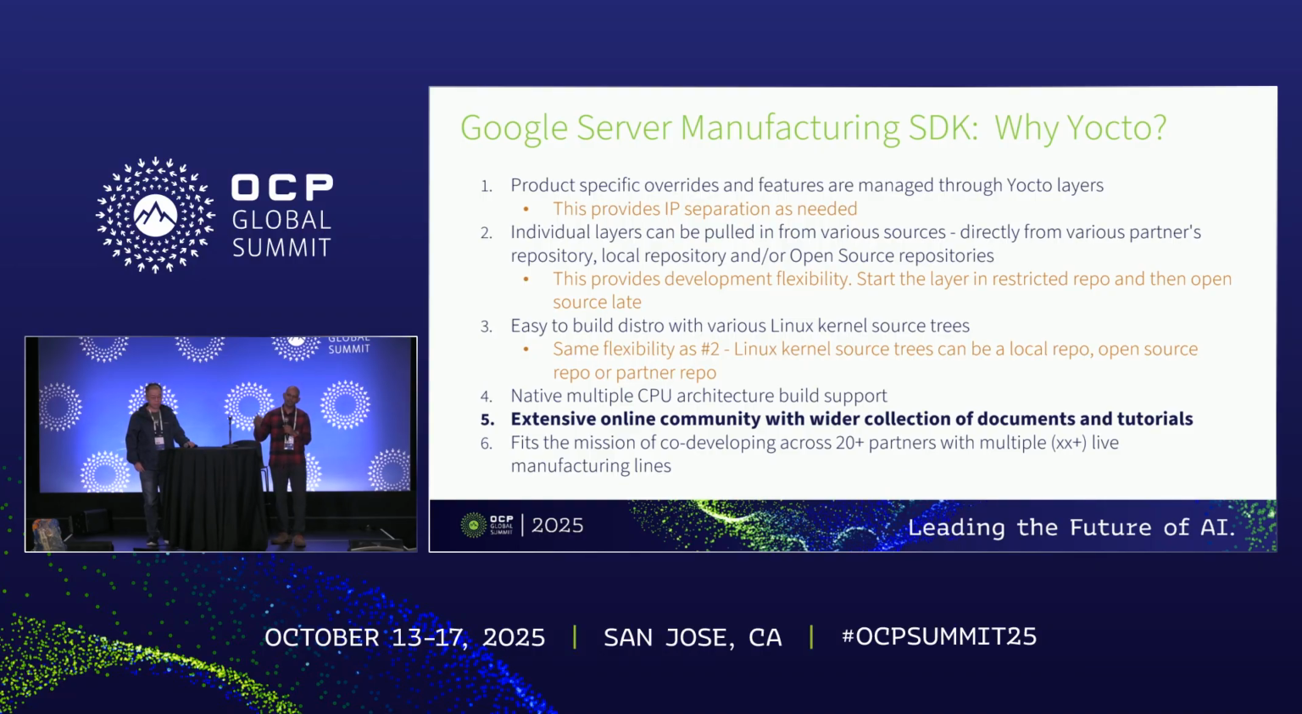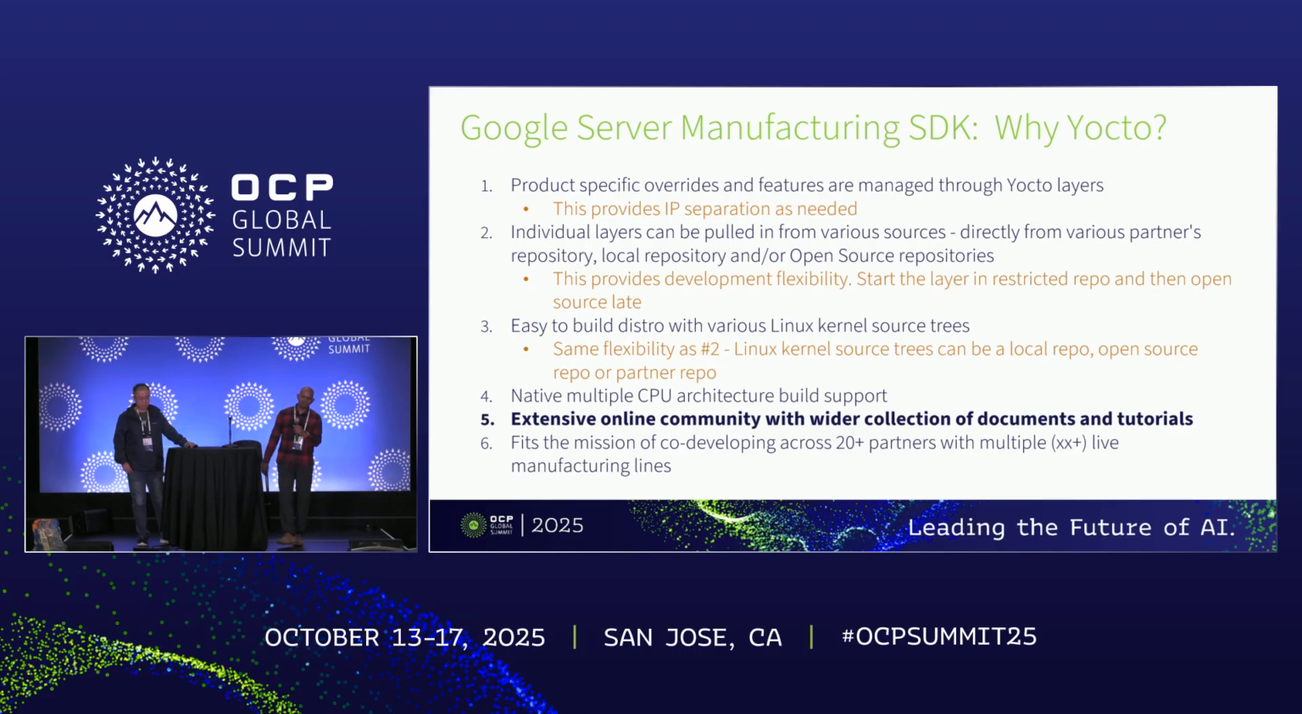I can use upstream Linux, or I can change it back to the one internal we have, right? Or the ones we shared with some other partner. So that actually helps us easy to use. And the major thing is you can build the same thing with multiple architectures, whether it's Intel, AMD, or ARM. We can build them with the same tooling, basically, right? And it has extensive online community support and documents and everything.